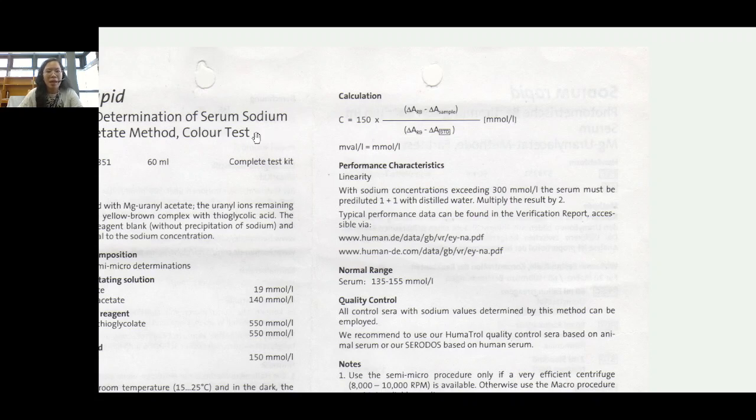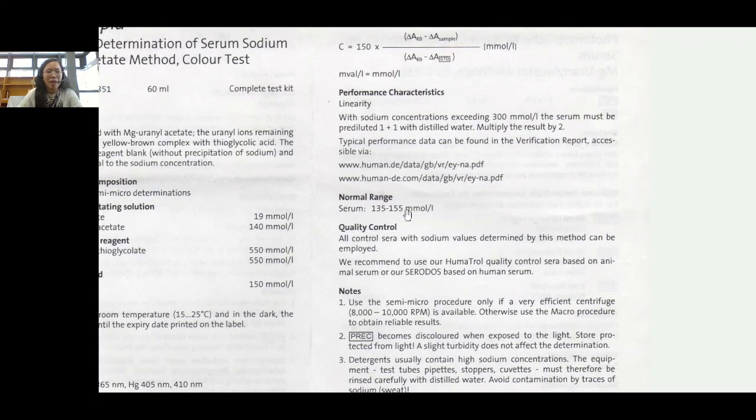So, our multiplication factor here, kids, is 150 for millimoles per liter. Of course, in terms of linearity, sodium concentration exceeding 300 millimoles per liter must be pre-diluted 1:1 with distilled water, then multiply the results by 2. So, it depends on the dilution we made what our dilution factor is. And then your normal range is 135 to 155 millimoles per liter.